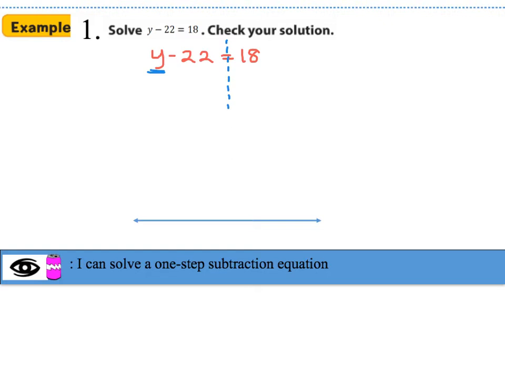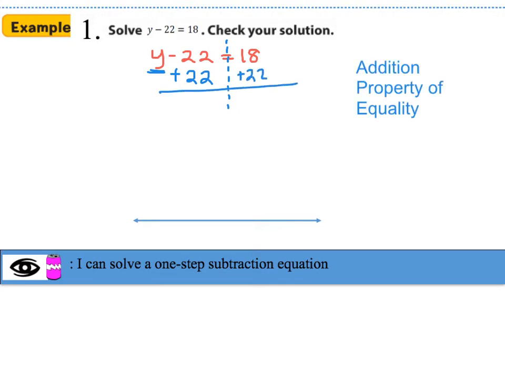So in order to get rid of negative 22, I have to do the opposite of minus and add 22. So I'm going to add 22 to the left side of my equation. But I have to keep things balanced, and I have to add it to the other side as well. This is an example of the addition property of equality, because I added 22 to both sides of my equation. So now on the left-hand side, negative 22 plus 22 goes away, that becomes 0, and I can drop down my variable, and my y is all by itself, which was the overall goal.